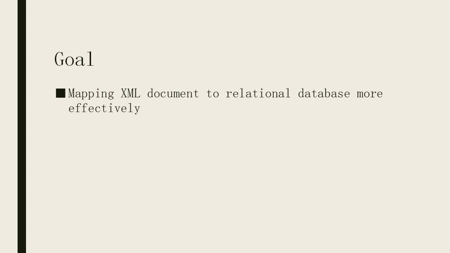Like I said before, many people have different kinds of methods to map. So our goal is just to develop a method to map XML documents to relational database more effectively. And effectively means we should store the information more quickly, and the database size should be relatively small.